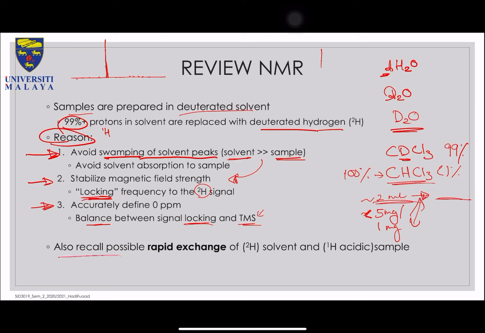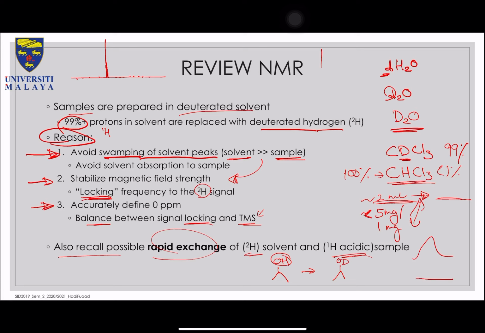Also recall the possible rapid exchange of deuterated solvent and acidic proton in the sample. For example, if you have 2-hydroxypropane, or 2-propanol, you need to remember that one way to verify that you have a hydroxyl group is by doing an NMR using a deuterated solvent. If you use deuterated solvent, what you'll see in your NMR is that the hydroxyl hydrogen is substituted with deuterium. Therefore, if you run it before and after, the broad peak for hydroxyl will disappear.